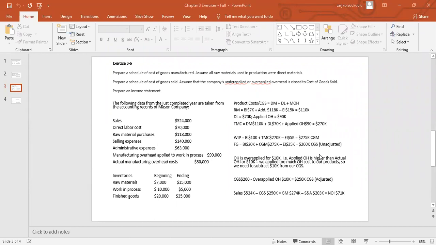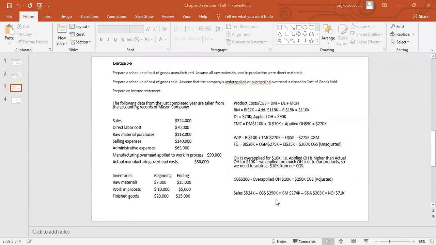So we go through the same procedure and we end up with 260 in cost of goods sold. And then what do we do with these 260? Well, we over applied by 10 because we applied 90. We actually spent only 80. So we reduce our 260 by 10, and we get 250 cost of goods sold.